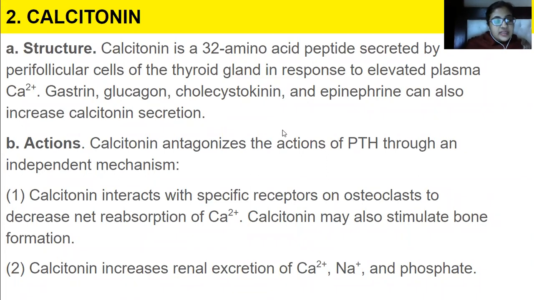Calcitonin increases renal excretion of calcium, sodium, and phosphate. So it is basically decreasing the plasma calcium level by either depositing it into the bone, by stimulating the bone formation, or it is releasing it into the urine.